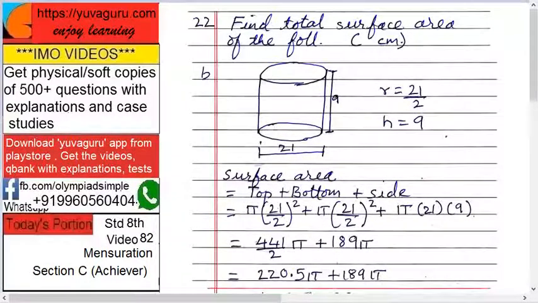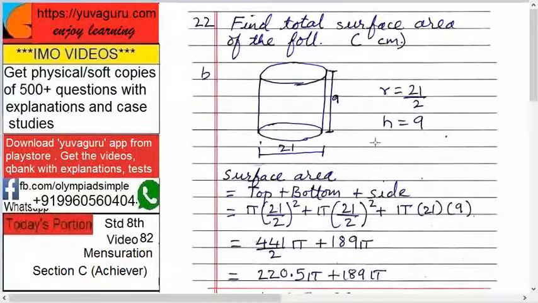Okay, let's start. See this, total surface area means top plus bottom plus this side, right? Top, bottom and side. So what is the top? Top means this area, pi r square, right? Pi into 21 by 2 the whole square. Bottom means same, pi into 21 by 2 the whole square, right? Because the radius is same on both the sides.